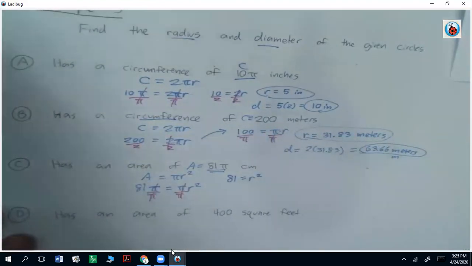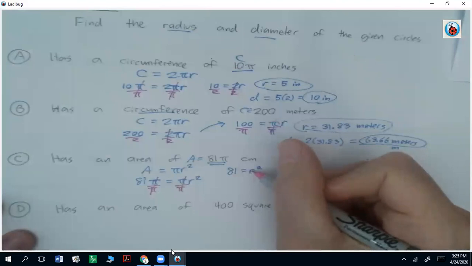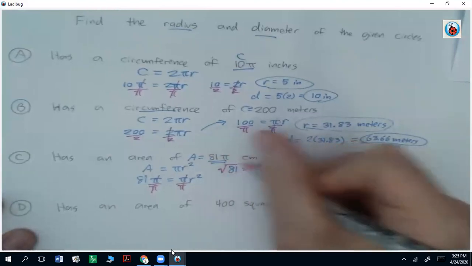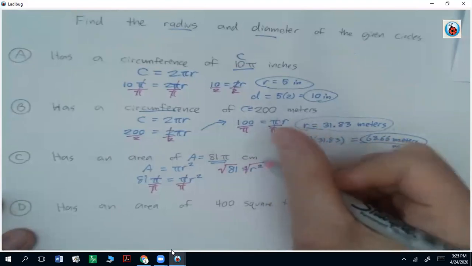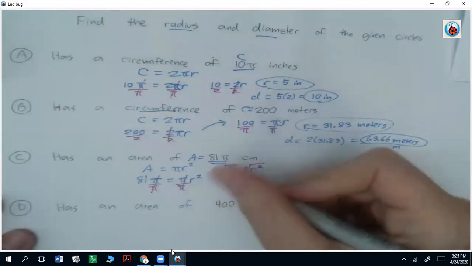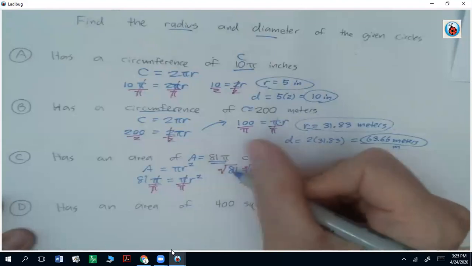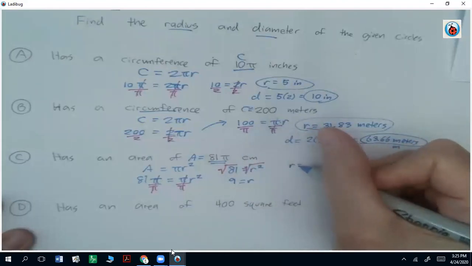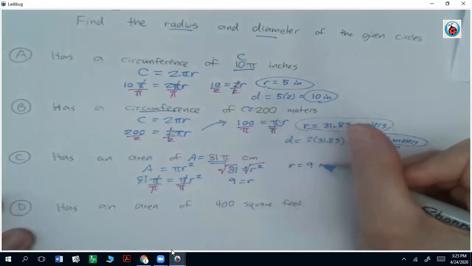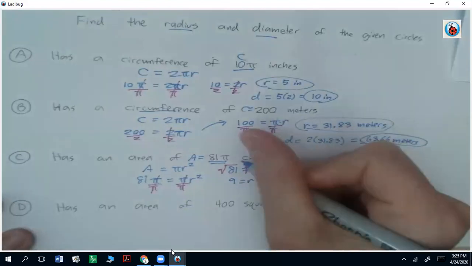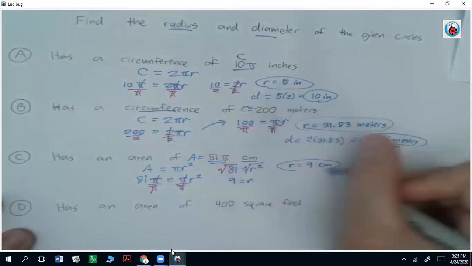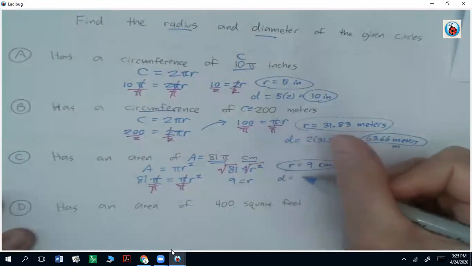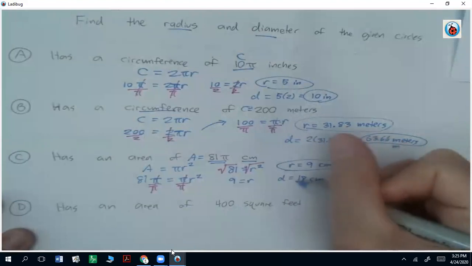Of course, we all know that we can solve for a square by taking the square root. So square root both sides. Square root and the square cancel out. And r is the square root of 81, which is 9. So your radius is going to be 9 centimeters. The units are centimeters here, which makes the diameter twice that, and that'll be 18 centimeters.